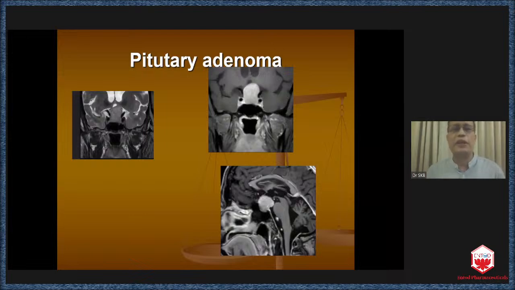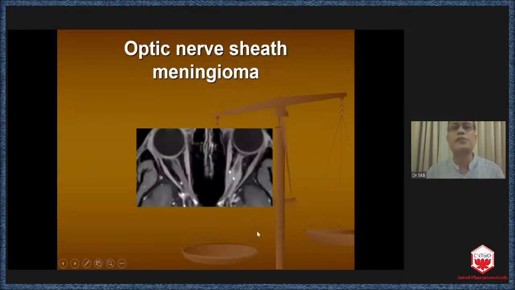These are the MRI of the pituitary gland. You see that this is the pituitary gland. This is actually a T2 weighted image. This is a T1 weighted image, FLAIR. These are the coronal sections.